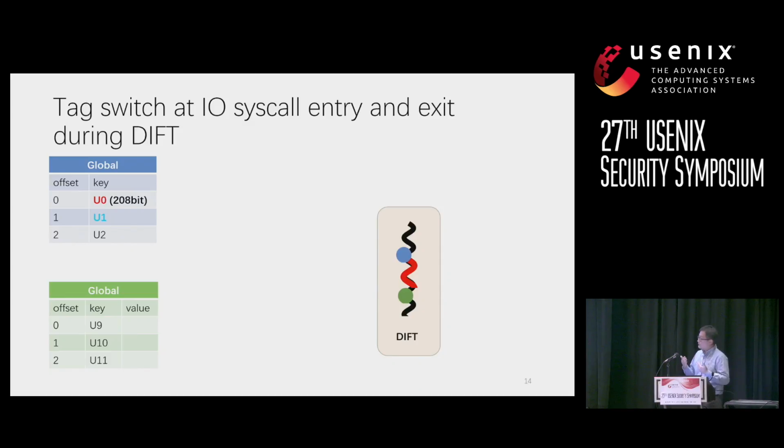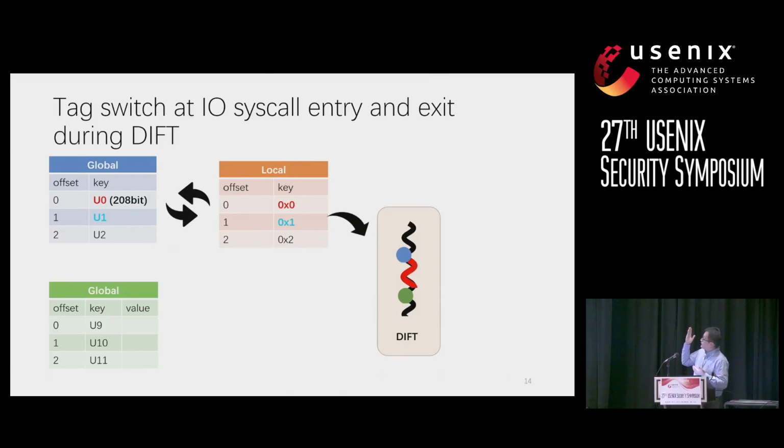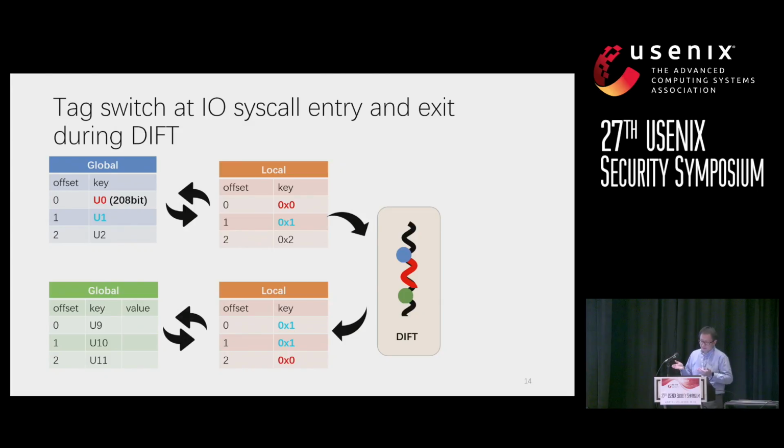And next, when we have our symbolized local tag, when we do the DIFT at the I/O syscalls, like read, write, receive, and send syscalls, we shift our tags from the global scope to the local scope, and then we perform the taint analysis, and when we get the results, we shift them back. And then we update our global tag map.